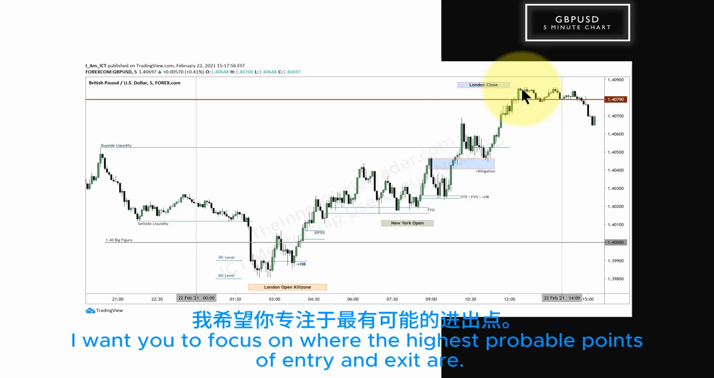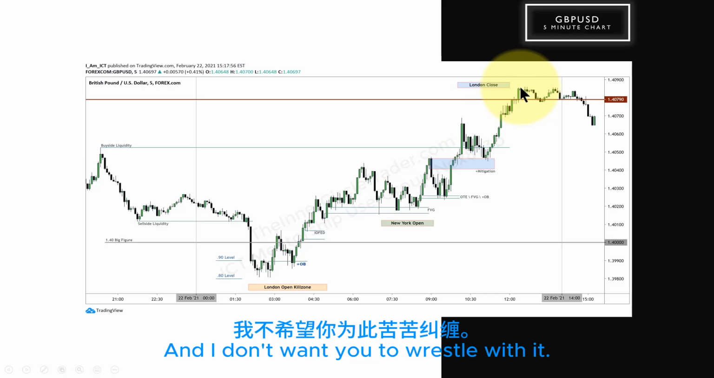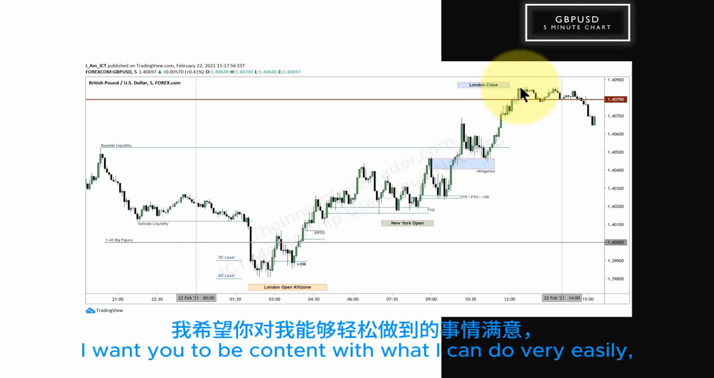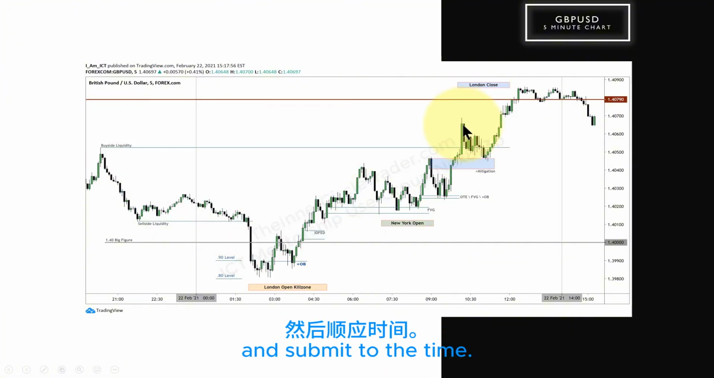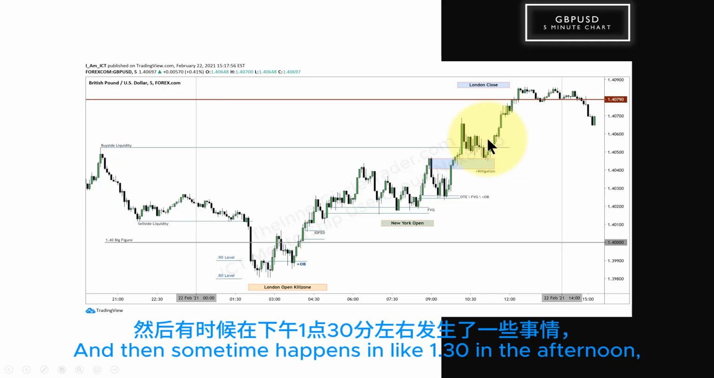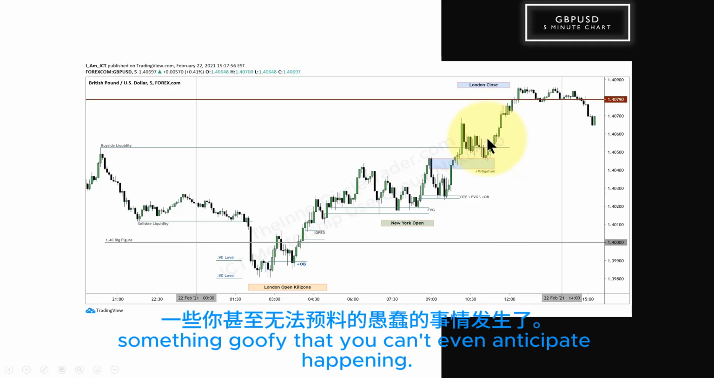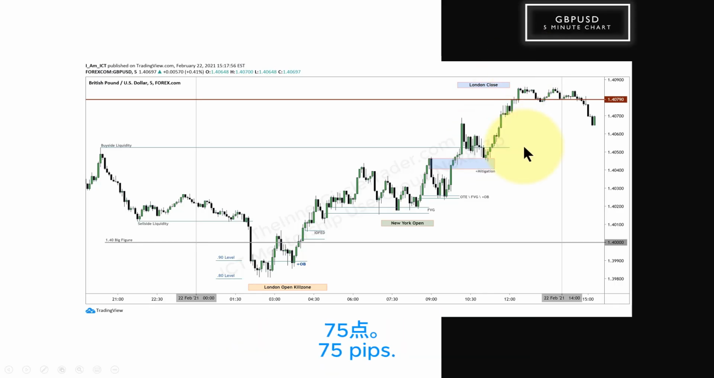I want you to focus on where the highest probable points of entry and exit are. See, this is the part I still wrestle with, and I don't want you to wrestle with it. I want you to be content with what I can do very easily, which is line up the shots and submit to the time. There's going to be days where it'll feel like it's created a high in London close, and it'll retrace a little bit. And then something goofy happens around 1:30 in the afternoon that you can't even anticipate, and then it just starts running up 50, 75 pips. Where did this come from? I don't know. Sometimes that's going to happen.